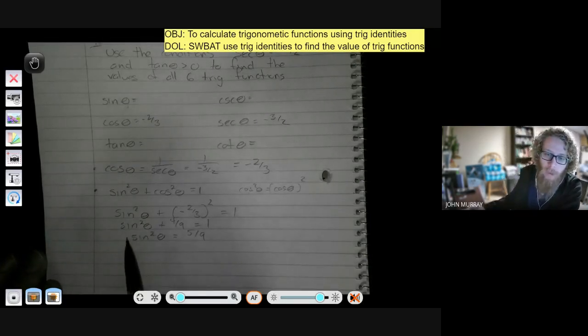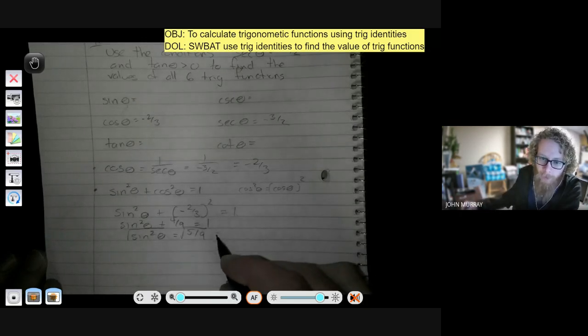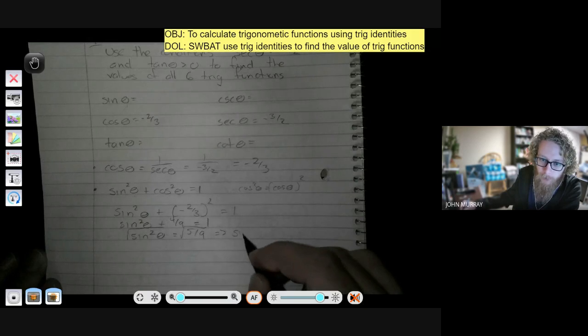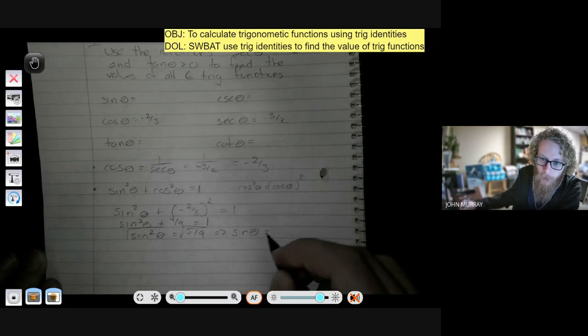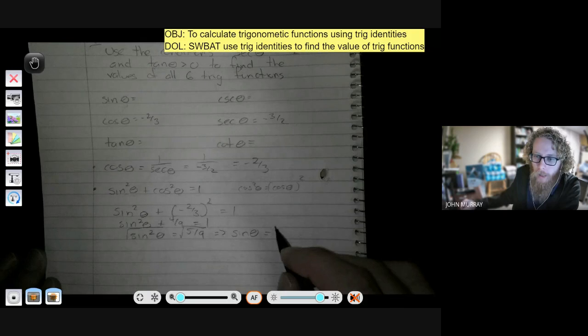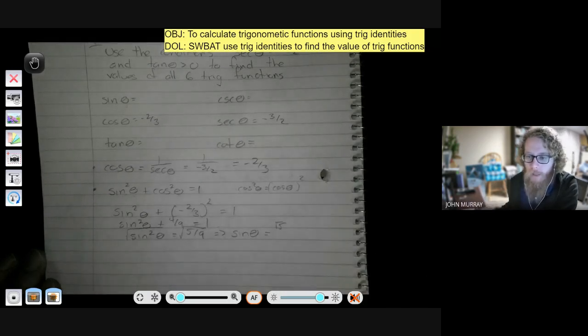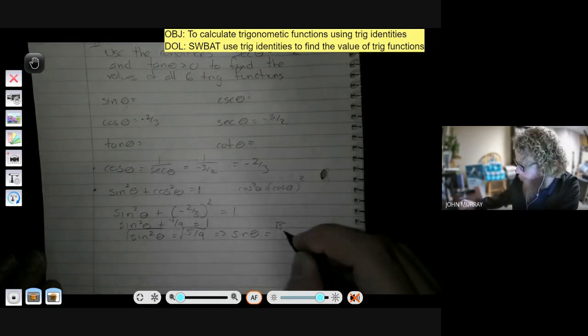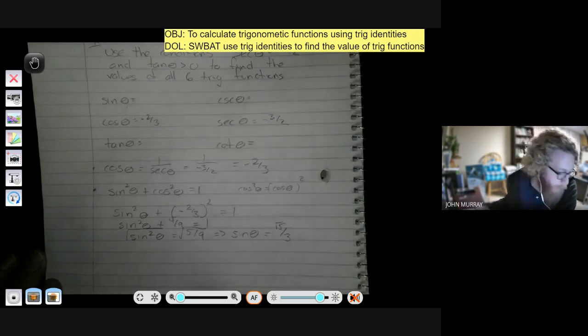Right, and we need to get rid of the squared, so we take the square root. Anytime we're taking the square root of a fraction, we do the square root of the numerator divided by the square root of the denominator. Well, the square root of 5, we can't do that, so it's going to stay square root of 5. But the square root of 9, that's going to be 3.